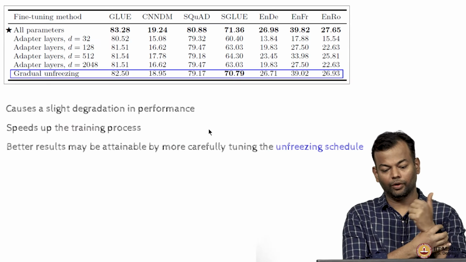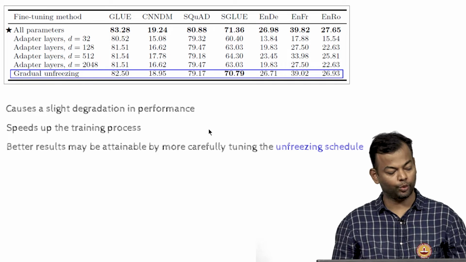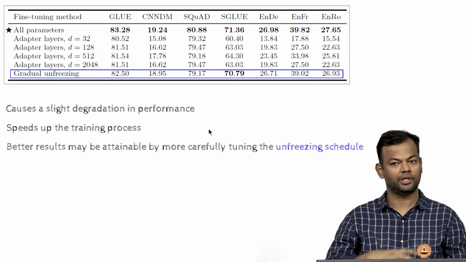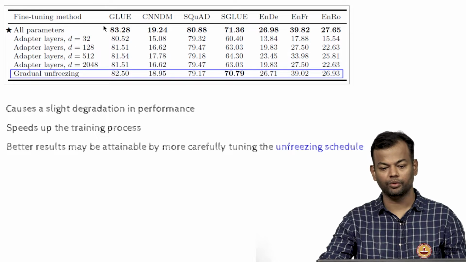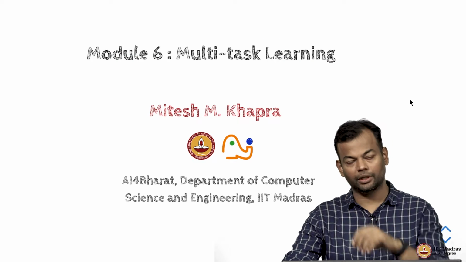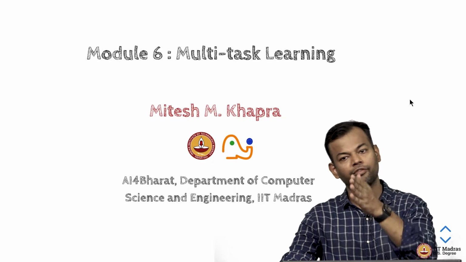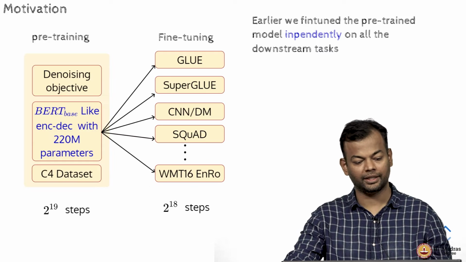So let's move on. We were looking at different ways of doing fine tuning, and our conclusion was that fine tuning all the parameters, at least from a performance point of view, turns out to be the winner. Now, just as we looked at pre-training and fine tuning, we'll think about multitask learning, and I'll tell you what that is.